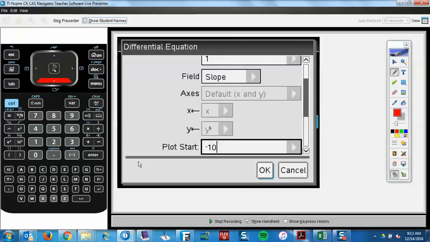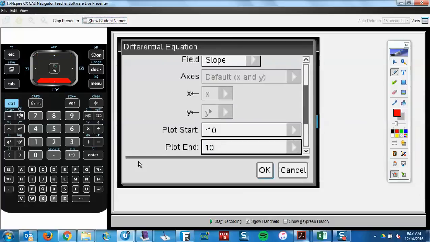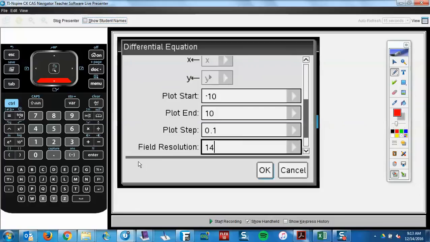Keep going down, -10, plot start, -10, plot end 10, points, plot step point 1, field resolution 14. Does everybody have those numbers? Okay. Those are good. Those are good numbers. Again, not going to be a big deal because for our quiz, we're not going to have to go into this. But later in the year, we're going to have to be able to draw and trace on these. Okay, hit OK or cancel, whatever.